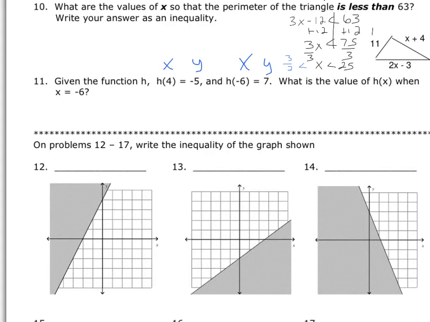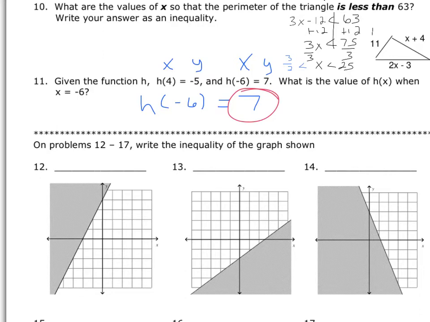So all I'm doing is just comparing. I find the one that has negative 6, and it says, what's the value of it? Positive 7. So when it's negative 6, the value is 7. So we would just write h of negative 6 equals 7. And that's really what we're looking for right there, the value of y. So what's the value of h of x? It's 7.